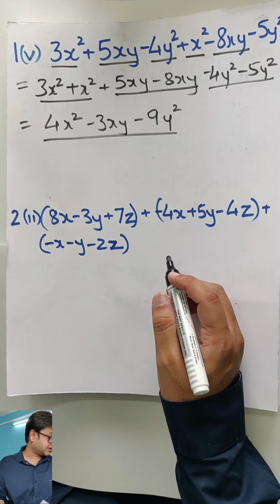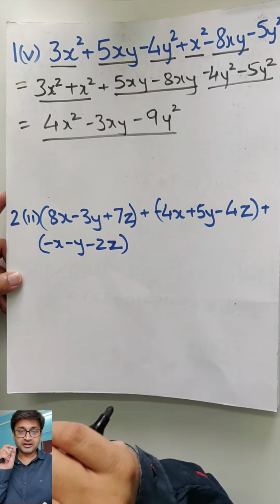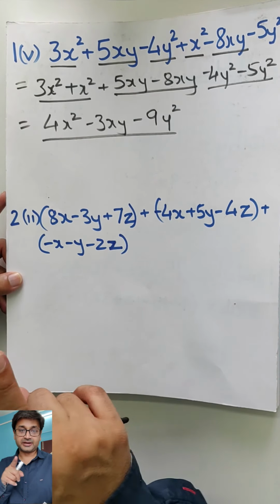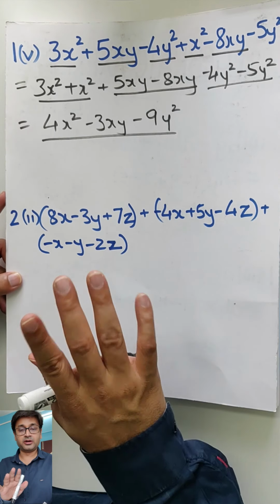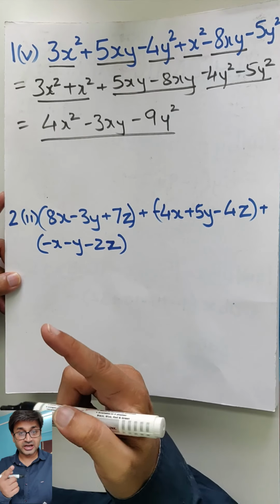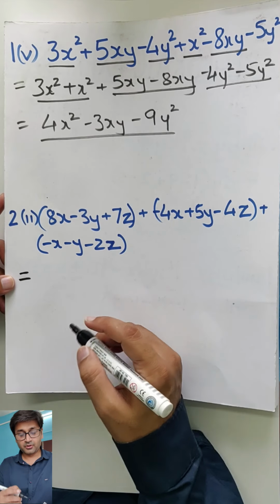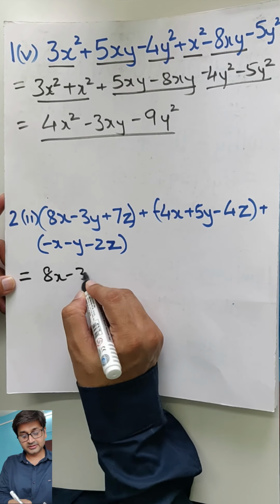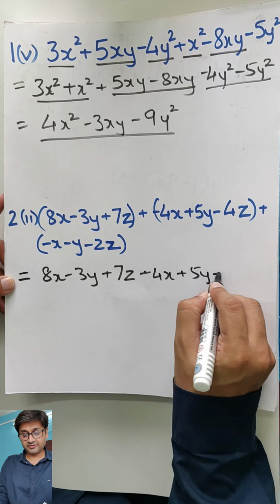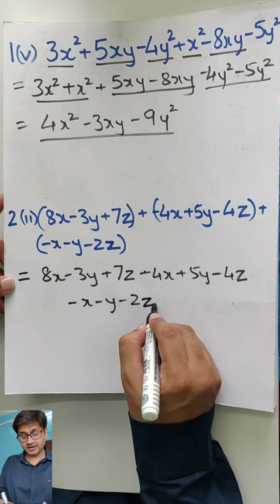Alright, your sum number 2 says add everything. From now onwards, make a very clear point in your mind that whenever there is a polynomial, put a bracket. Open the bracket and then go ahead, because without the bracket, if there is a minus sign, you have to change all the signs, which you will forget and you will mess up the entire sum. Okay, so come on, how many are racing with me? Pause the video, go ahead. 8x minus 3y plus 7z, minus 4x plus 5y minus 4z, minus x minus z minus y minus 2z.